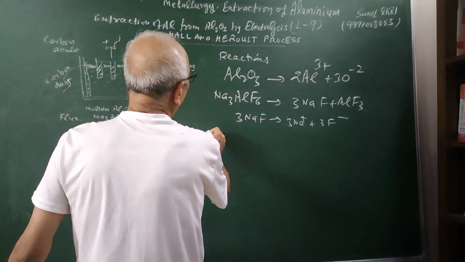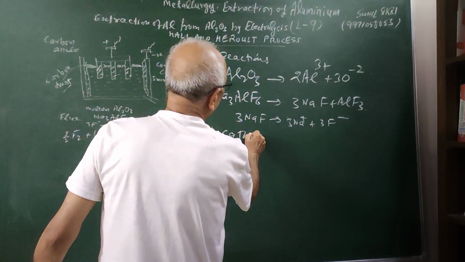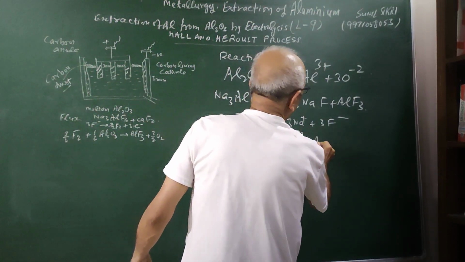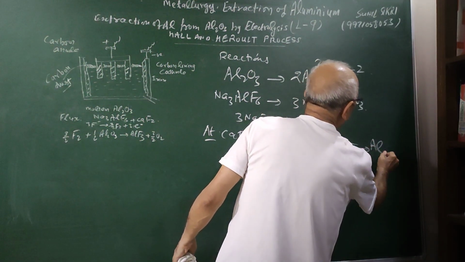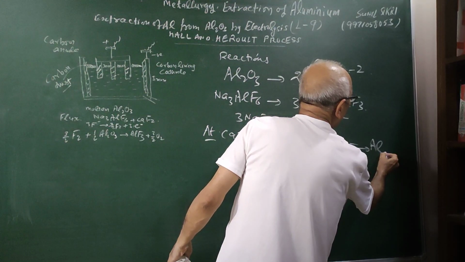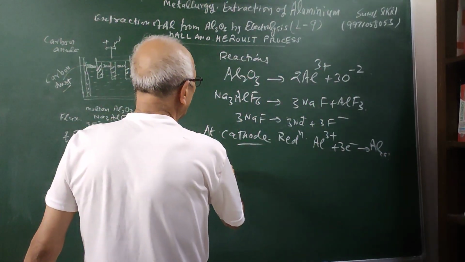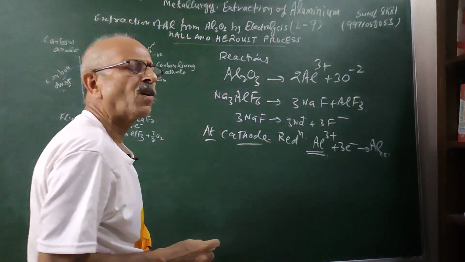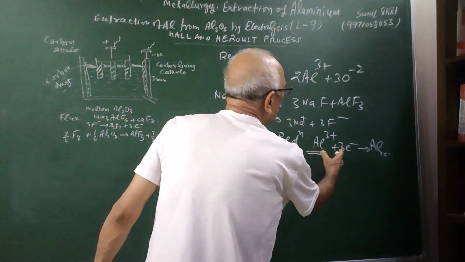So what is happening at the cathode? Reduction. Al3+ plus 3 electrons, you are getting aluminium. So at the cathode you are getting aluminium. There are other ions also, but depending on the value of the electrode potential, this is the preferred reaction.